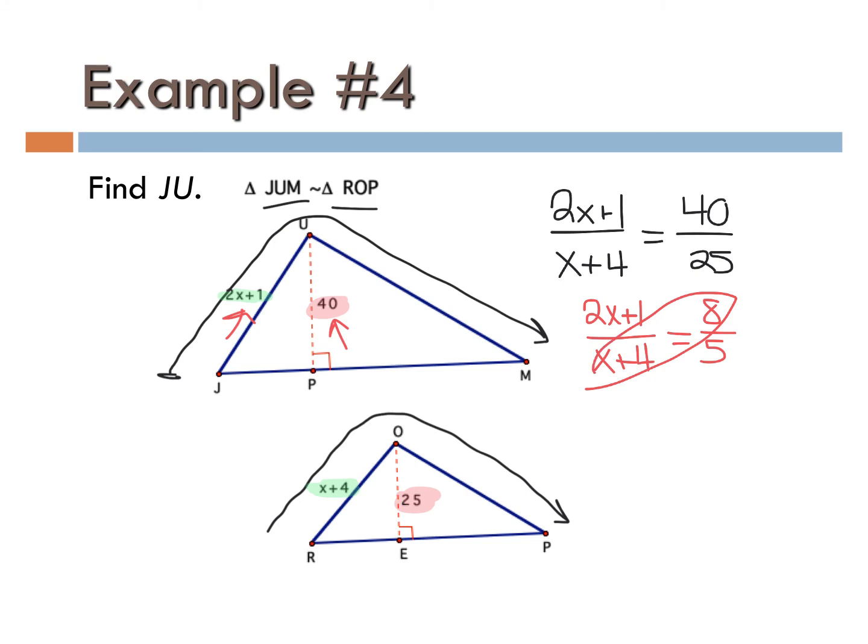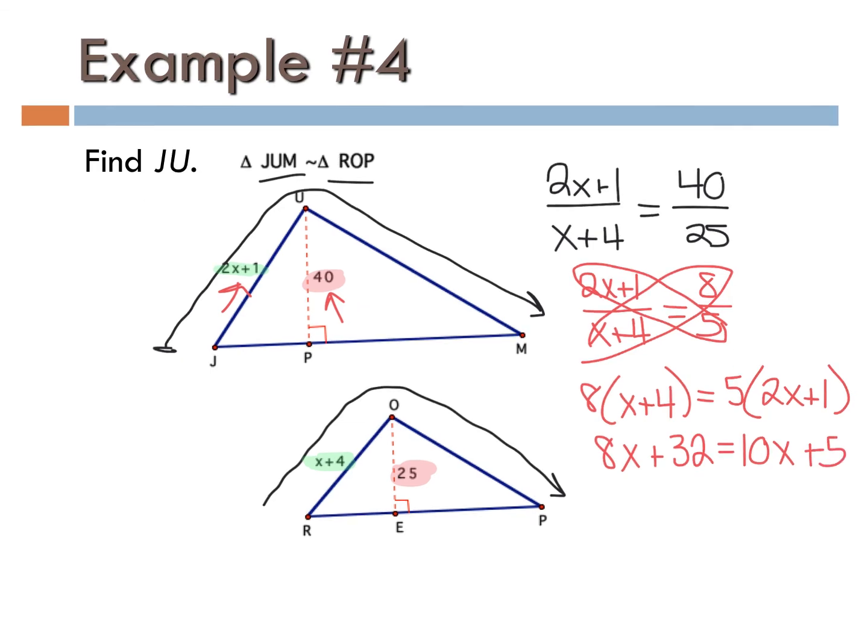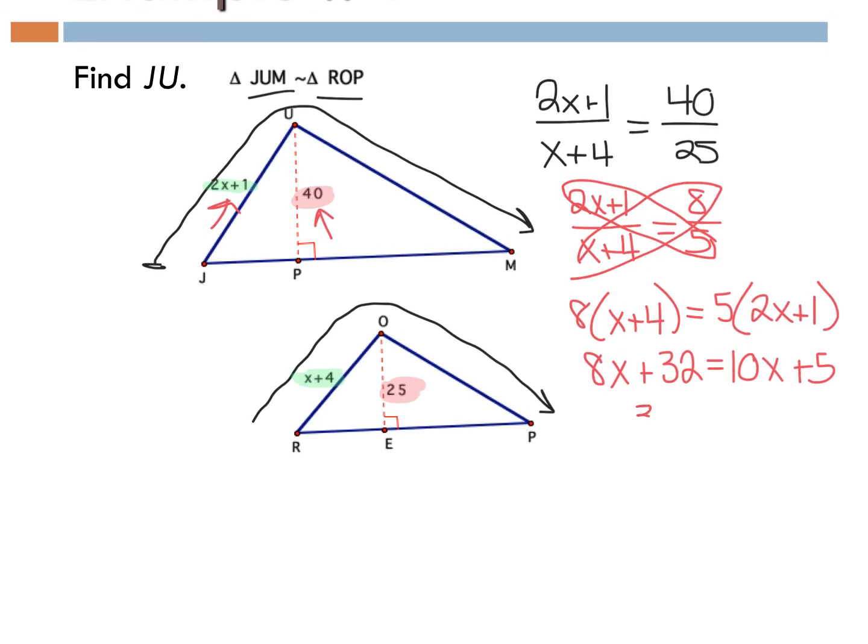Now when I cross multiply, I have to make sure that I multiply everything. So it's going to be 8 times the whole quantity, x plus 4, is going to equal 5 times the entire quantity, 2x plus 1. We're going to distribute on the left, distribute on the right. And now we're just going to solve this problem algebraically. I'm going to subtract 8x from both sides. So 10x minus 8x is 2x plus 5.